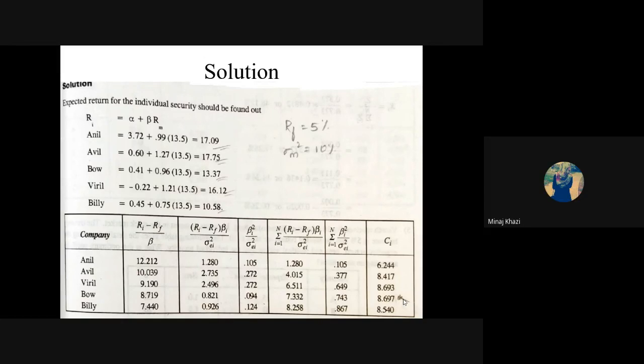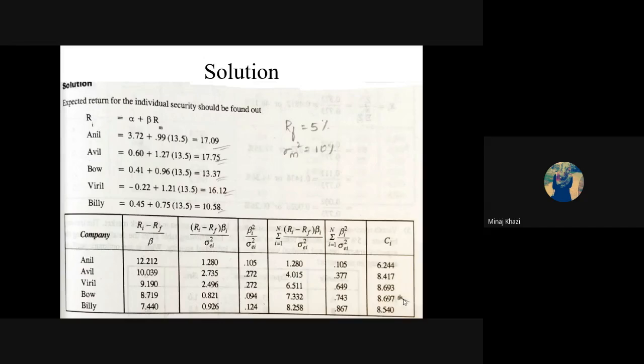And the second one is Avil: alpha, already given in the problem, which is 0.60, plus beta 1.27 into market return 13.5, equal to 17.75. Next, we'll also solve the same. Sir, should I explain to you all? Okay, any other student? Thank you so much, ma. The first part you have explained. Next, any other student? Come on, come on. Okay, you only continue then.